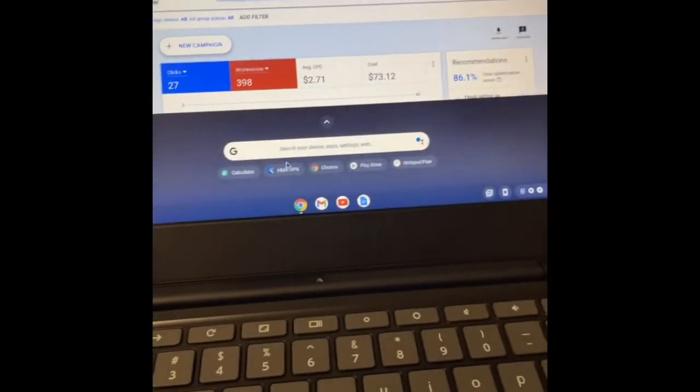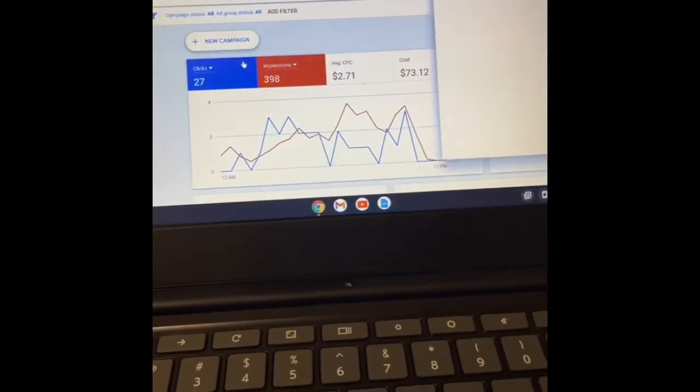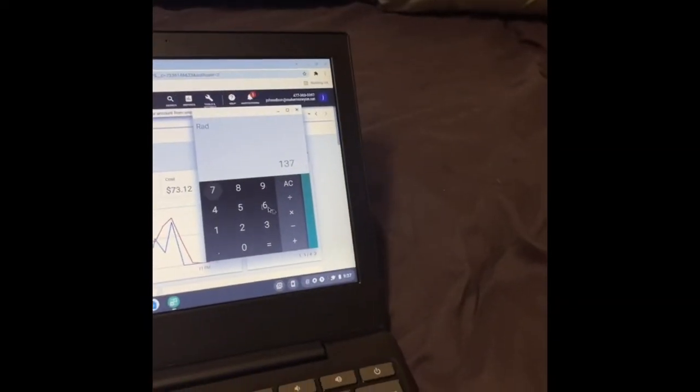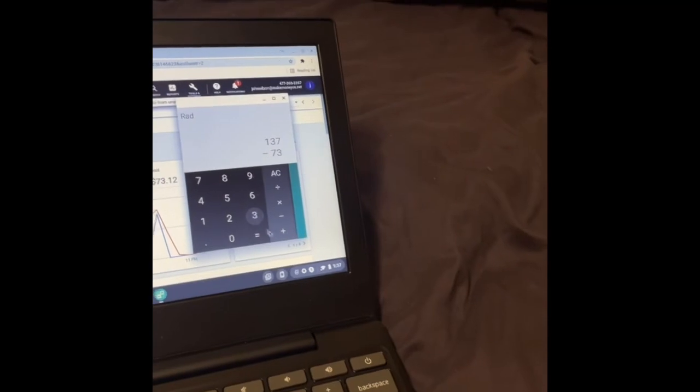73. Go to the calculator. Take 137 minus 73. Today, $64 in profit. Give these campaigns a few more days. If you can see me in profit, let them run, see how they do.